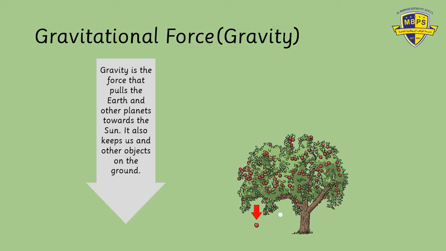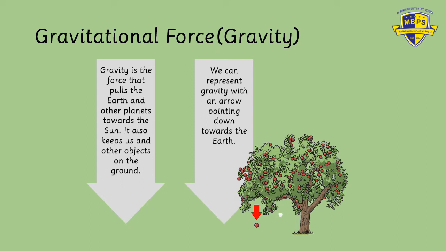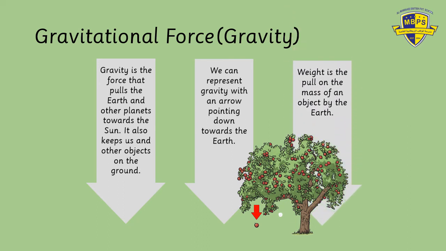When you throw an apple up, it will always come down. When you throw a small ball or a big ball, both of them will fall towards the center. They will not remain in the air. This is because of gravity. We can represent gravity with an arrow pointing towards the earth, downwards. Weight is the pull of the mass of an object by the earth. This thing about weight and mass, you're going to be learning in our further classes.